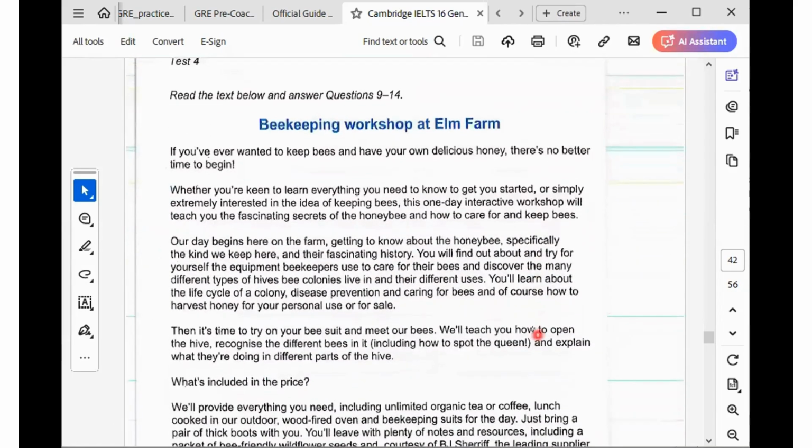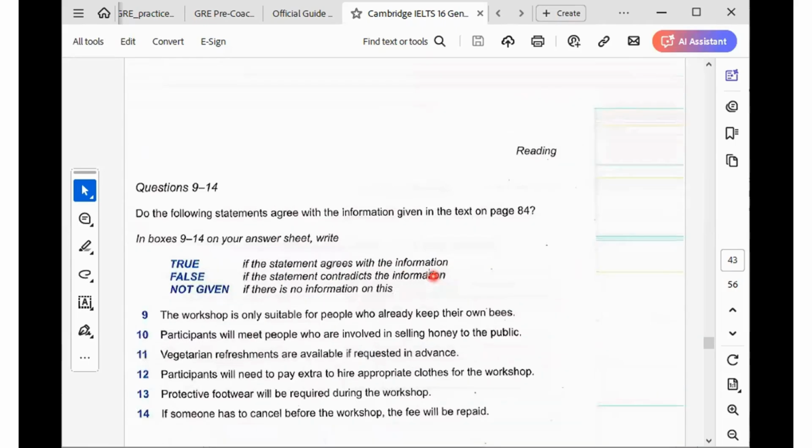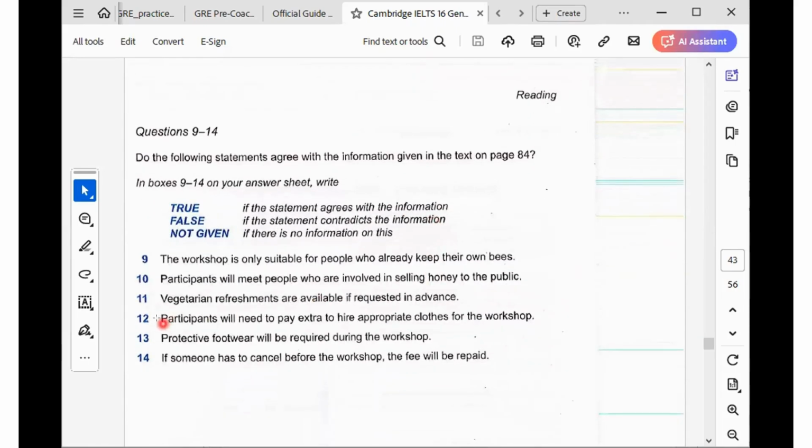Did they tell us that they will meet people? They didn't tell us that they will meet people. We don't know whether they will meet people who are selling honey to the public. They didn't tell us whether they will not meet them either. We don't know. So this third paragraph in the passage does not mention it. Hope you get the point now. So for me, number 10 is going to be not given.